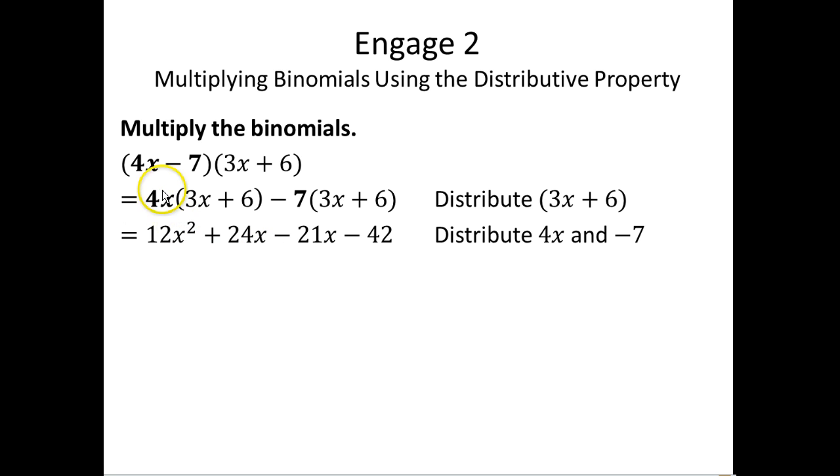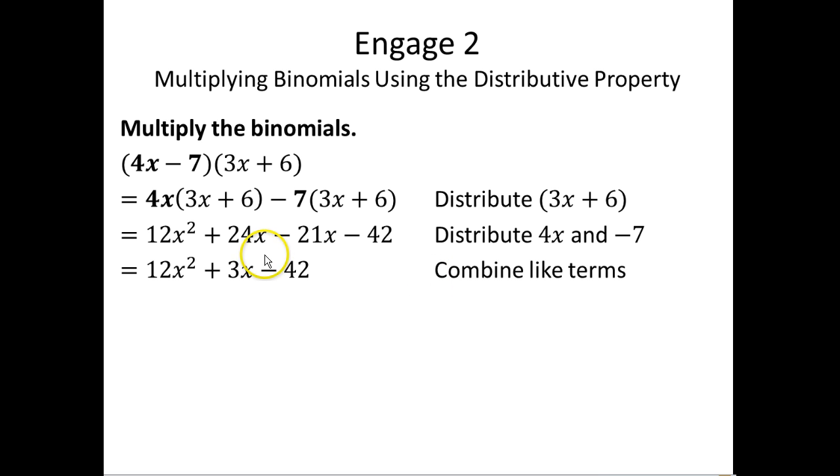Once again, I distribute the 4x inside to the 3x, which gives me 4x times 3x is 12x squared. 4x times 6 is 24x. Distributing a negative 7 inside, very important, the negative 7. Distributing it inside to the 3x, I get negative 7 times 3x, which is negative 21x. And negative 7 times positive 6, which is negative 42.